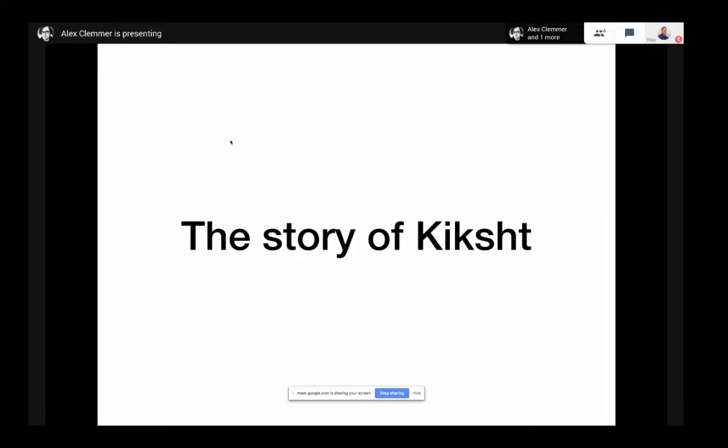Right, okay, so switching gears a bit, I want to tell you a little bit about language preservation work as it relates to us and some of the ways that we've tried to bridge this gap. Kiksht is the language that I'm going to be talking about.